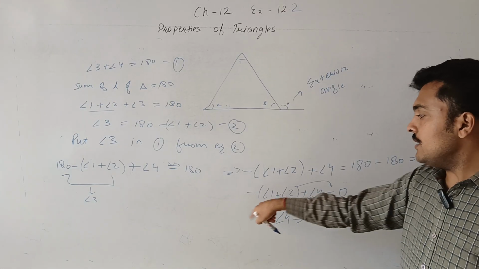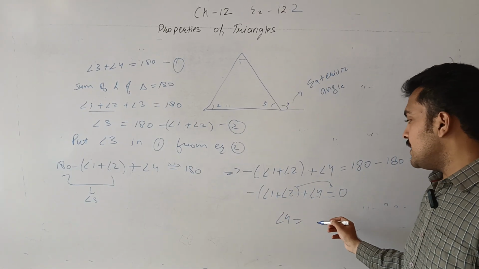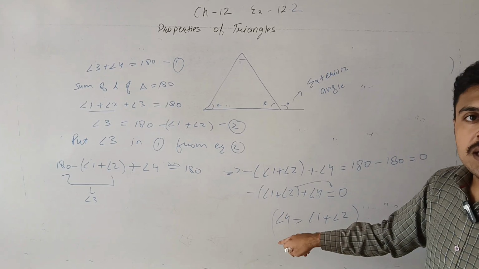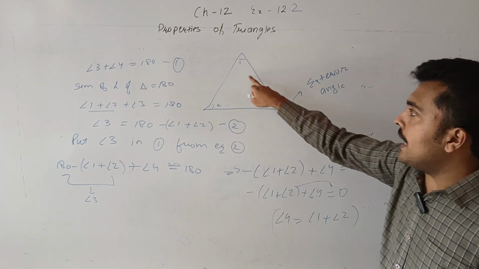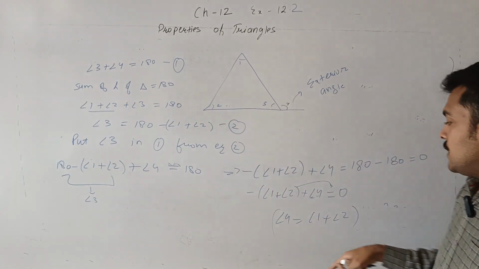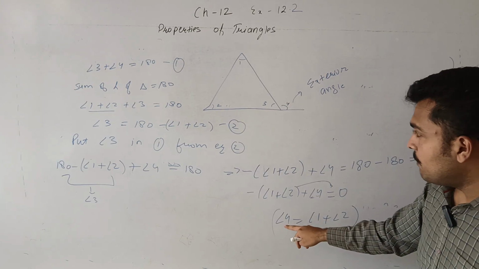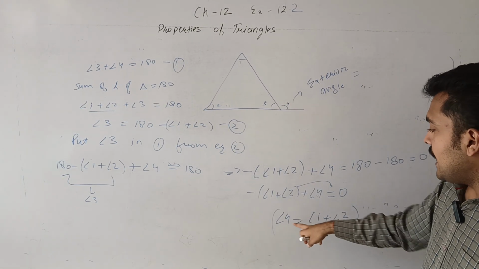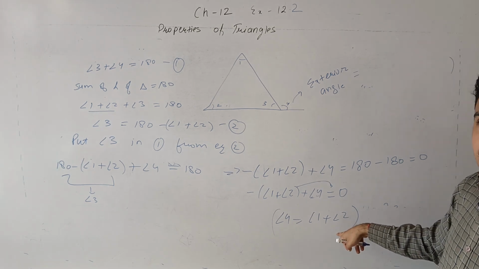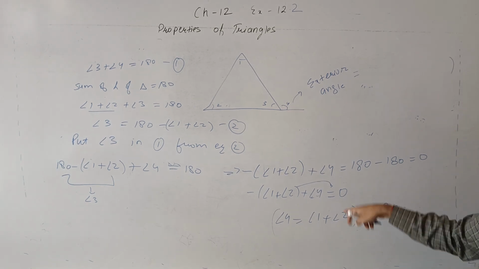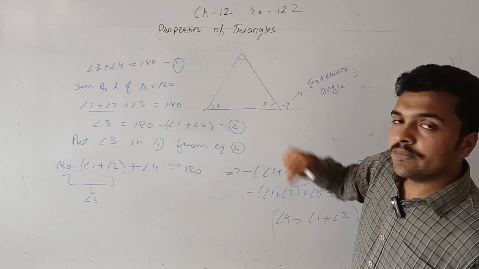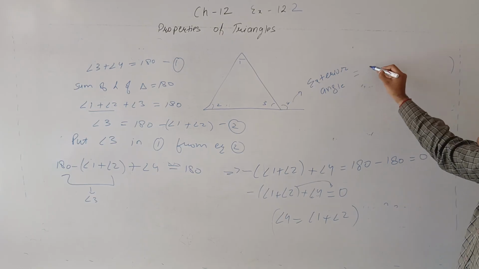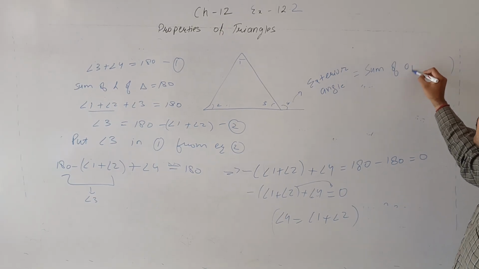So it is negative on this side, so to the right side it will become positive, angle 1 plus angle 2. So what we have done here, angle 4 comes out to be angle 1 plus angle 2. Therefore the property of a triangle is that this is the exterior angle, and angle 1 and angle 2 are the opposite interior angles. These are the angles which are the opposite interior angles.